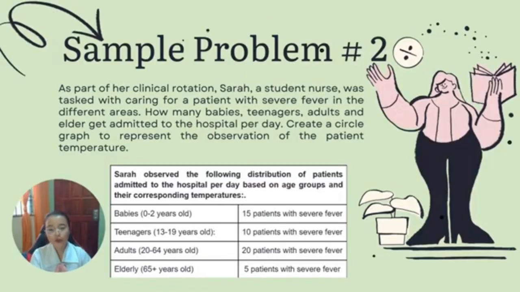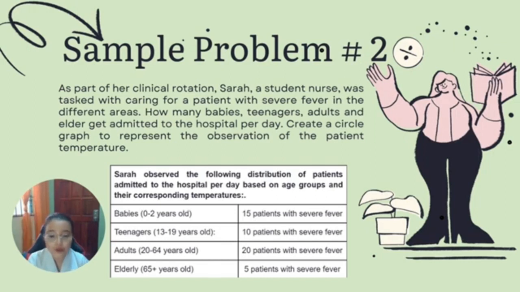Good day, everyone. So we have here sample problem number 2. As part of her clinical rotation, Sarah, a student nurse, was tasked with caring for patients with severe fever in the different areas. How many babies, teenagers, adults, and elderly get admitted to the hospital per day? So create a circle graph to represent their observation of the patient temperature.